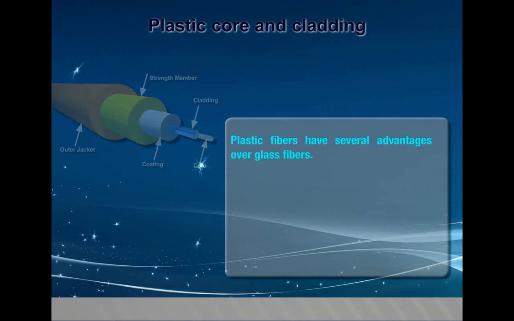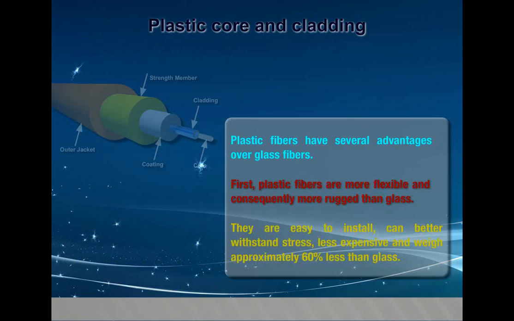Plastic core and cladding. Plastic fibers have several advantages over glass fibers. First, plastic fibers are more flexible and consequently more rugged than glass. They are easy to install, can better withstand stress, are less expensive, and weigh approximately 60% less than glass.